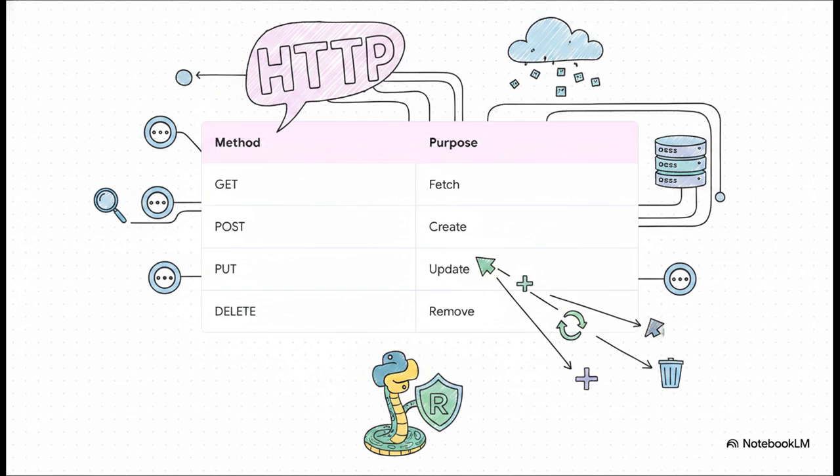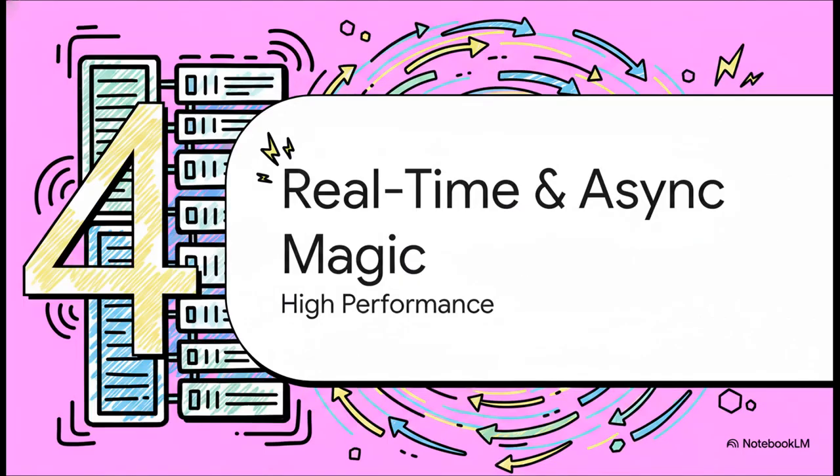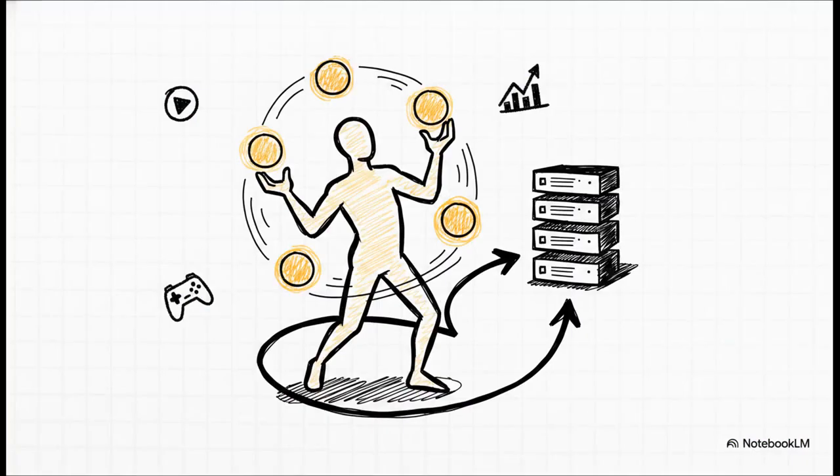You can easily command these four methods to interact with almost any modern API on the planet using just a couple lines of code. Next up, Section 4, Real-time and Async Magic. Standard requests are great, but how does Python handle the massive real-time demands of the internet today? The answer here is asynchronous networking and WebSockets.